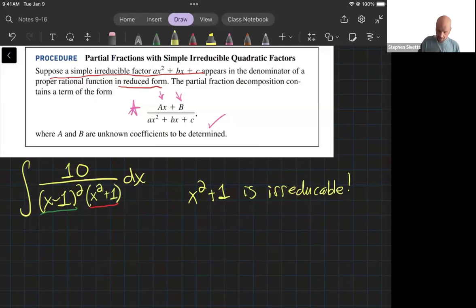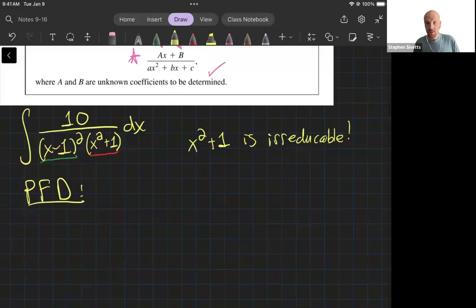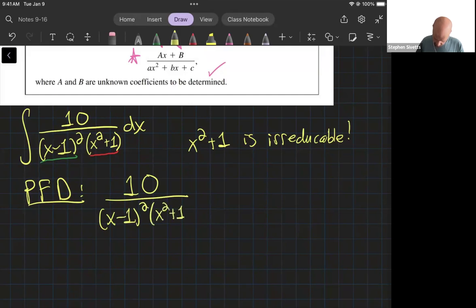x squared plus 1. So first off, if you see a denominator factored like this, it's in factored form. Step one is making sure that the denominator is factored out as much as possible. We have that in this case. Now we want to look at the partial fractions decomposition of this fraction, 10 divided by (x minus 1) squared times (x squared plus 1).